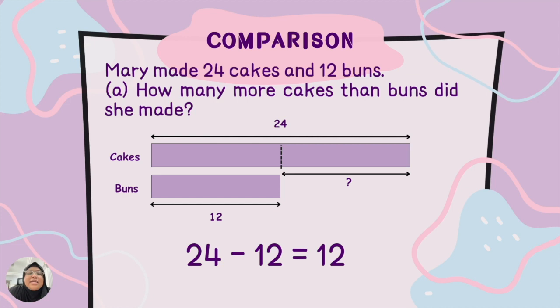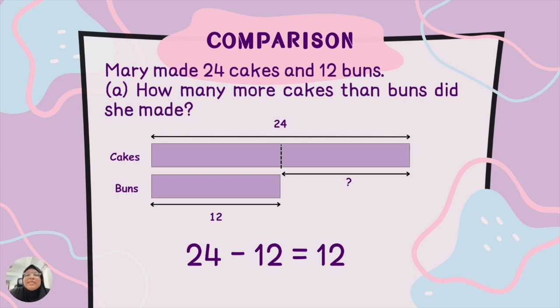Another comparison model: Mary had 24 cakes and 12 buns. So the two quantities are cakes and buns. How many more cakes than buns did she make? Sometimes when it comes to the comparison model, it comes in parts. In this case, the question has part A and part B, but the children can also use the same model.